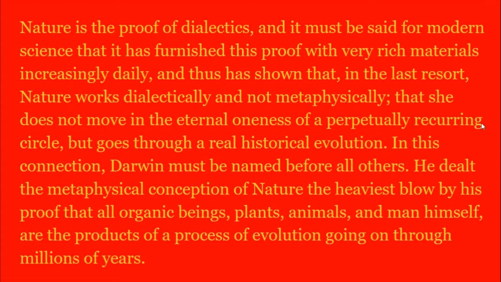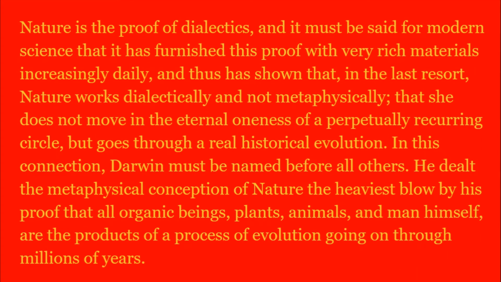So he writes again, quote, "Nature is the proof of dialectics, and it must be said for modern science that it has furnished this proof with very rich materials increasingly daily, and thus has shown that, in the last resort, nature works dialectically and not metaphysically, that she does not move in the eternal oneness of a perpetually recurring circle, but goes through a real historical evolution. In this connection, Darwin must be named before all others. He dealt the metaphysical conception of nature the heaviest blow by his proof that all organic beings, plants, animals, and man himself are the products of a process of evolution going on through millions of years."